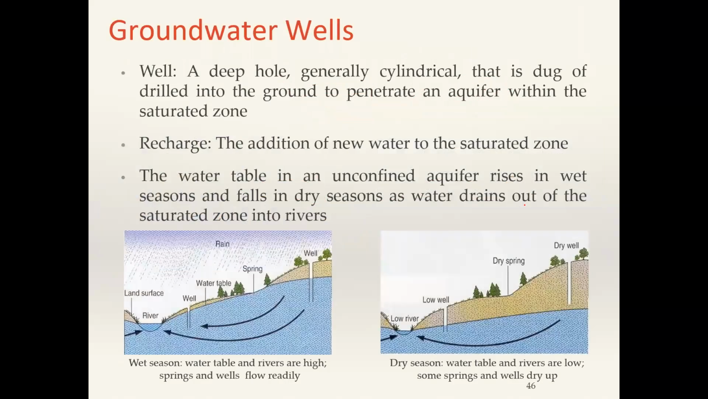Now, groundwater wells. You understand a well: it is a deep hole, generally cylindrical, that is drilled into the ground to penetrate an aquifer within the saturated zone, right? If you drill it into an unconfined aquifer, unconfined aquifers are subject to seasonal variations. Therefore, during the dry period, the well can dry up or the water level can significantly decrease. But in the rainy season, the water level can again increase, right?